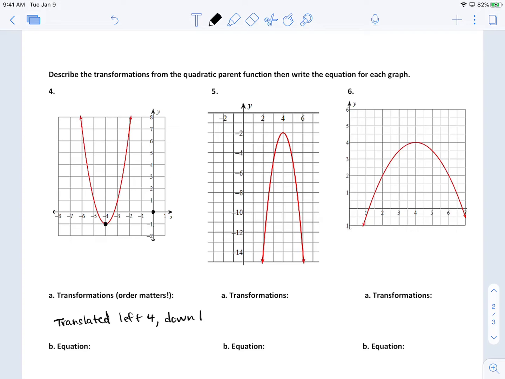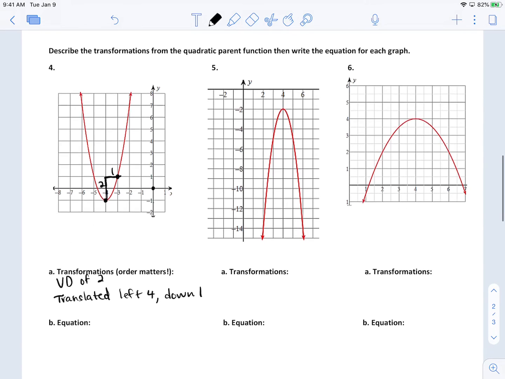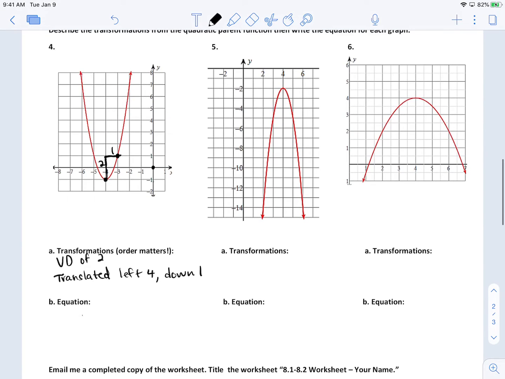Now it's opening up, so there hasn't been a reflection, but from this point to my next point, I'm going up 1, 2 over 1. So this has a vertical dilation of 2, right? So if I were to write that out as an equation, I'd have y equals vertical dilation 2, x plus 4 squared minus 1.